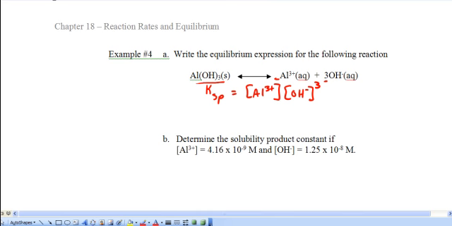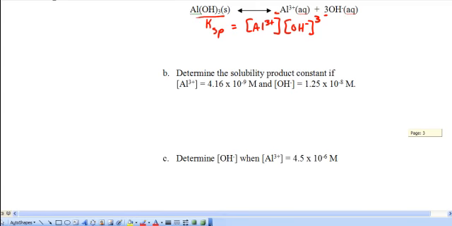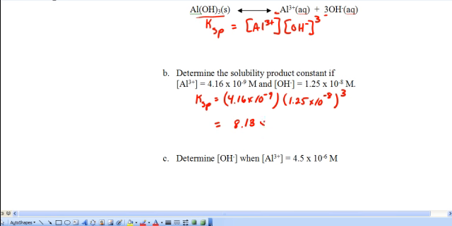In letter B, it says determine the solubility product constant if you are given the concentrations. So let's go ahead and plug those values in. Ksp will equal 4.16 times 10 to the negative 9. We're going to multiply that by 1.25 times 10 to the negative 8, and that value will be cubed. And if you perform that calculation, you get 8.13 times 10 to the negative 33rd.